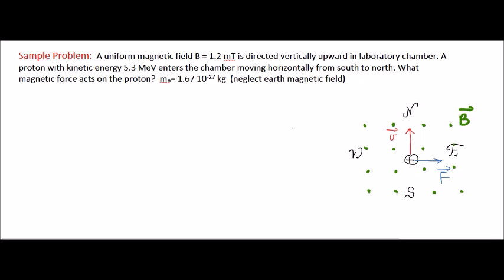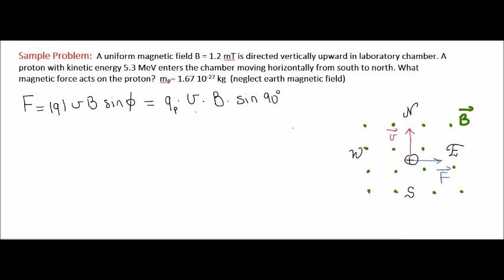Now, what is the magnitude of the force? So F equals q v B sine phi. The charge, that's the charge of the proton. The velocity, I don't know the velocity. B, I know it. And phi, what is phi? Well, B is vertical, V is horizontal. So there is an angle of 90 degrees between them.